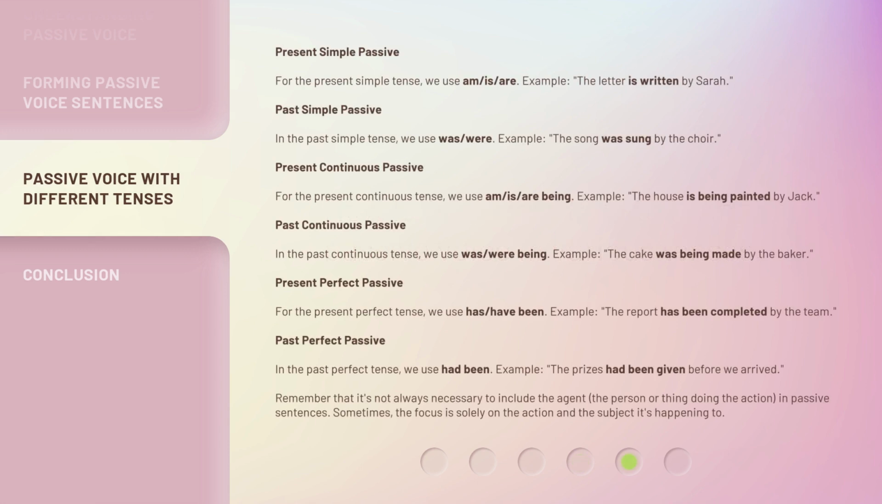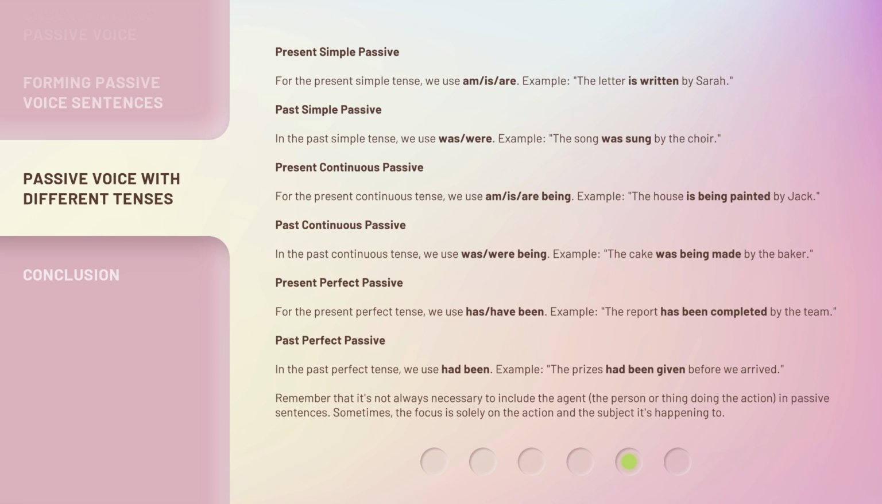Present simple passive. For the present simple tense, we use am, is, are. Example: the letter is written by Sarah. Past simple passive. In the past simple tense, we use was, were. Example: the song was sung by the choir.